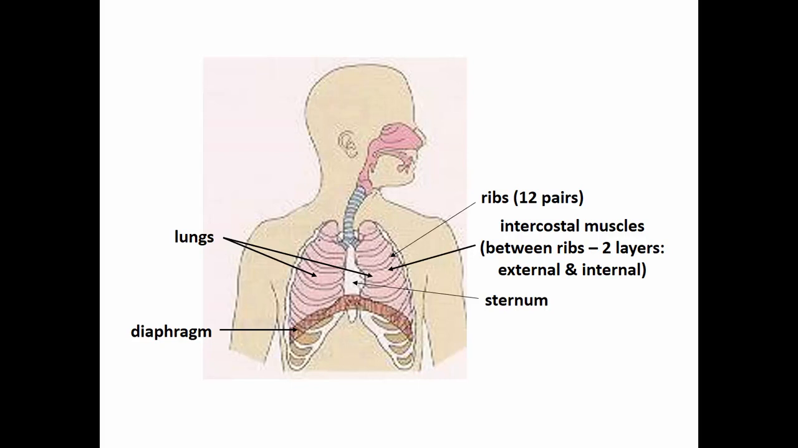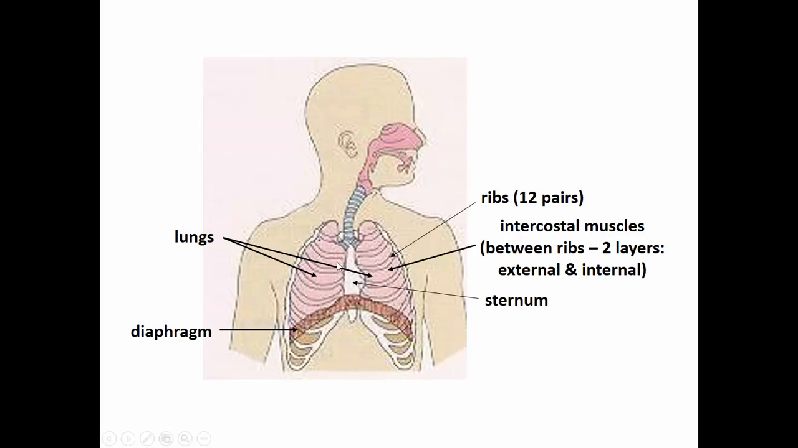Okay, so protecting our lungs, or our thoracic cavity, are ribs, and we have 12 different pairs of ribs. And in between our ribs we have muscles, and those are called intercostal muscles. There are 2 layers of intercostal muscles: the outer layer, or external intercostal muscles, and an inner layer, internal intercostal muscles. And these muscles are important for being able to breathe.